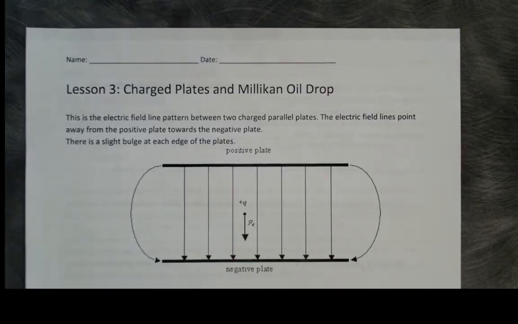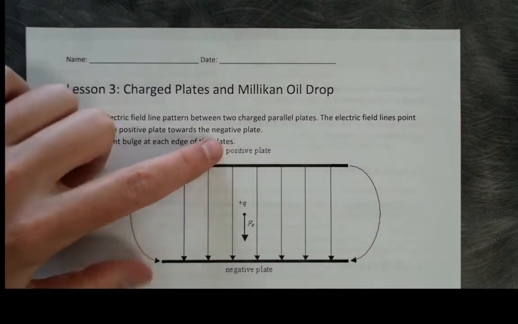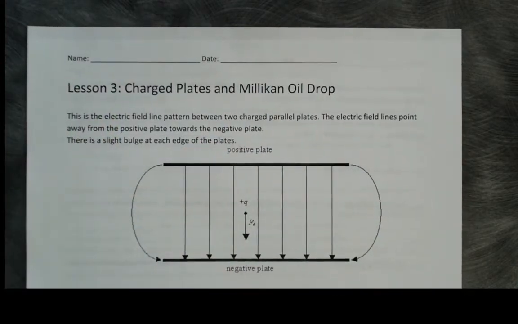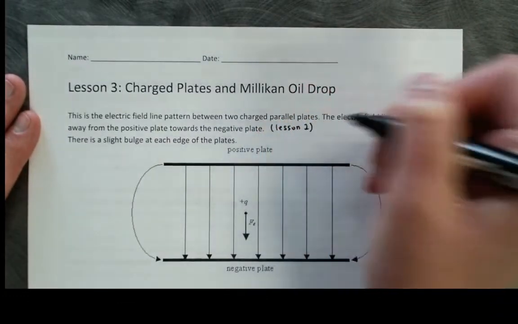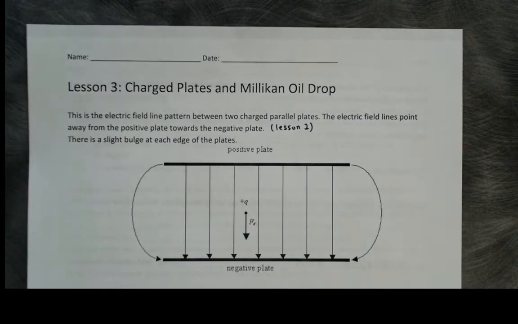All right, this is lesson 3 for fields. We're going to talk about charged plates and the Millikan oil drop experiment. So in this diagram here, we have two charged parallel plates. We have a positive plate and a negative plate. The electric field lines are pointing away from the positive towards the negative, which was actually what we talked about in lesson 1. Electric field lines start on the positive and move to the negative.